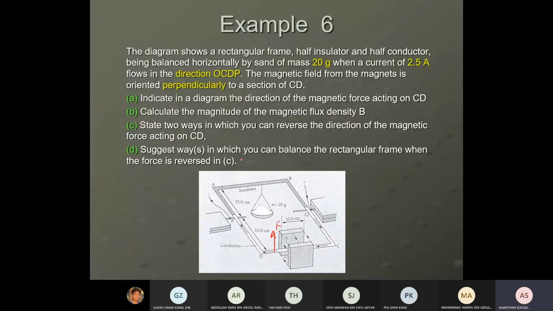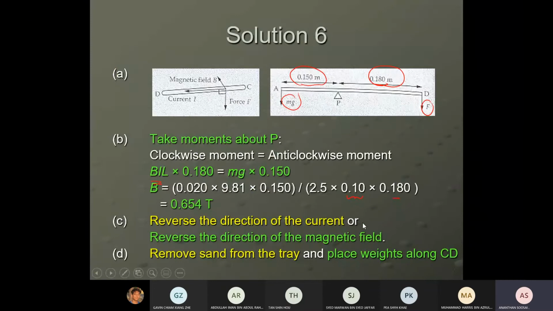Suggest a way in which you can balance the rectangular frame when the force is reversed. Now when the force is upwards, it is pointless putting the weight here, right? You can't put the weight here. So you put the weight where? On the same side. You hang the weight on the same side. Okay. Good. So that's the answer. Reverse the direction of the current, reverse the direction of the magnetic field. Remove sand from the tray and place weights along the CD.